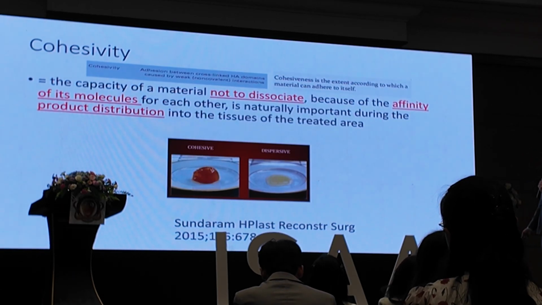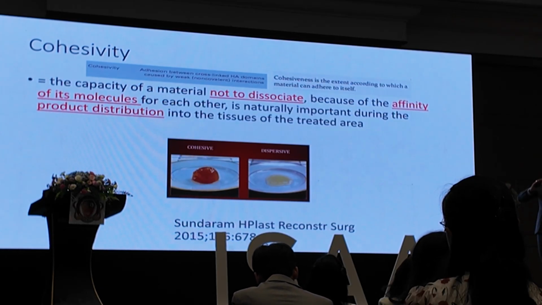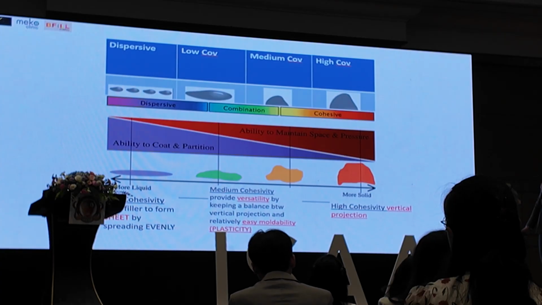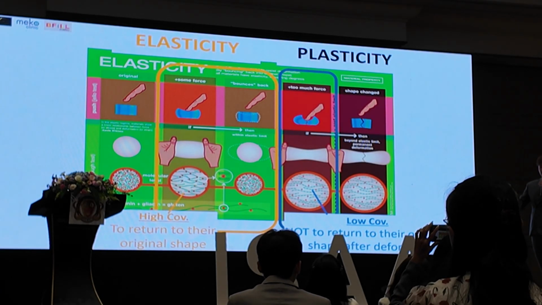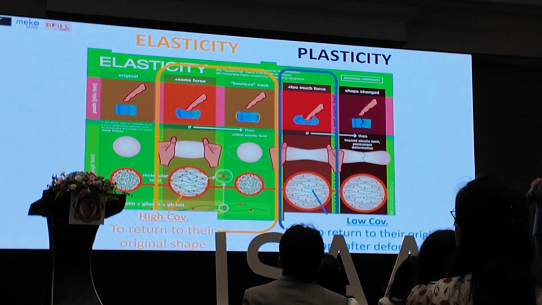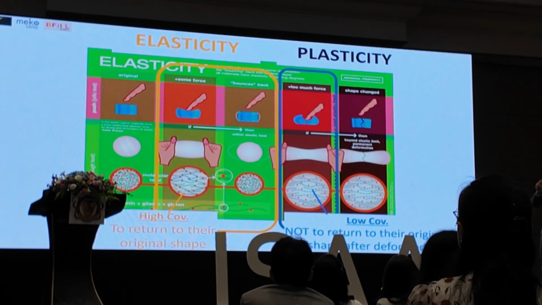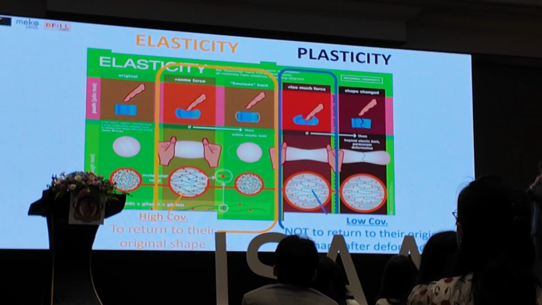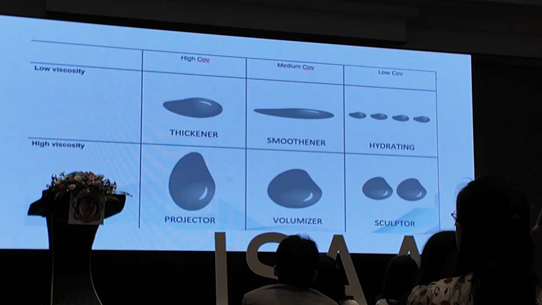Coincidentally I talked about this already. High G prime is like a jam, low G prime is like honey. And you might think you should always use the high. No, because with high G prime you cannot mold it or massage it into the shape that you want, but you have to use a lower one to make it stay in the shape and not recoil back. Viscosity is like a serum and a cream.